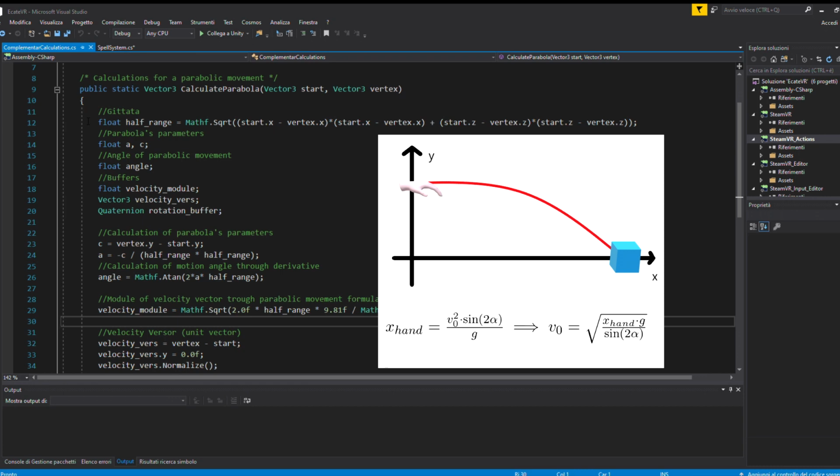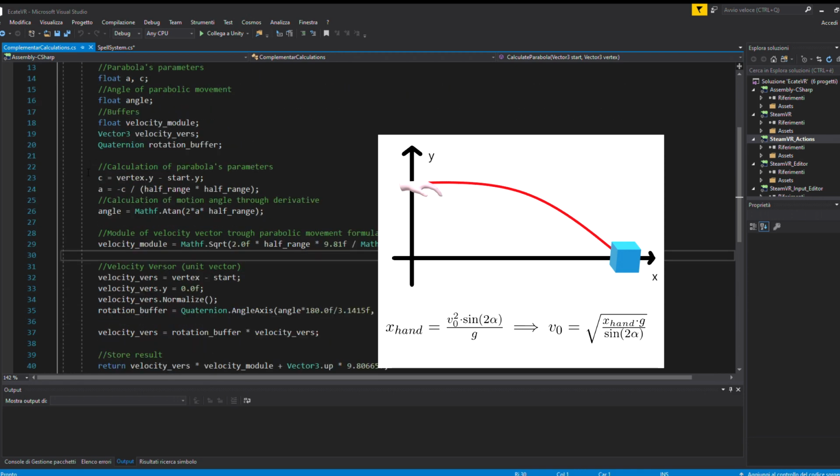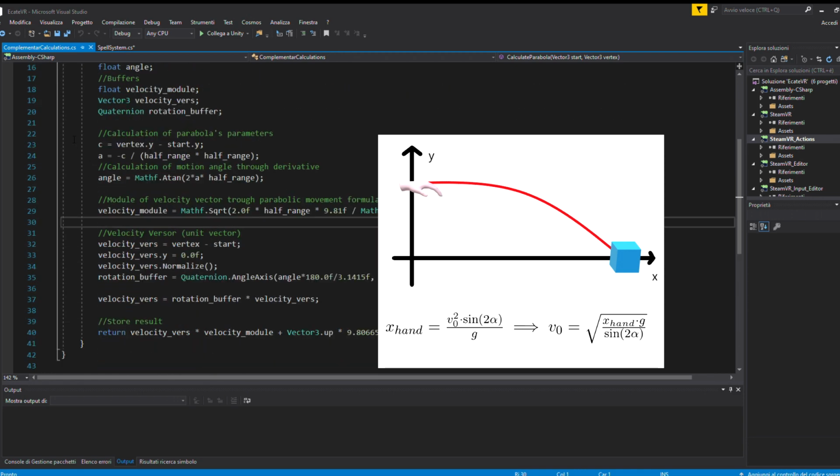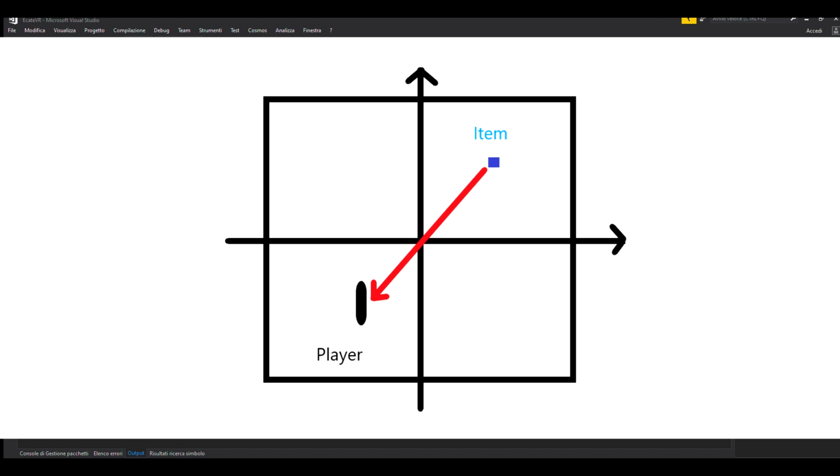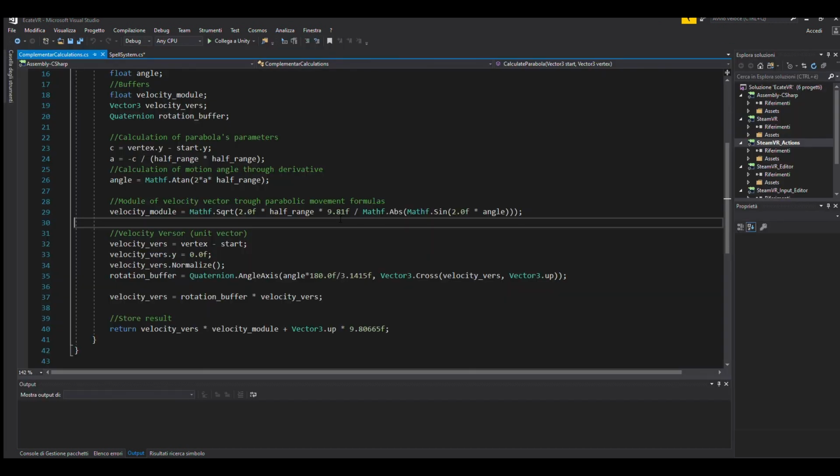Now we calculate the velocity module. This is where physics comes around. Take the formulas of projectile motion and calculate the velocity. Now it's time for the direction vector. Subtract the player's hand position from the item position. Set the y component to 0, and normalize it. What you get is the projection of the force unit vector on the XZ plane.